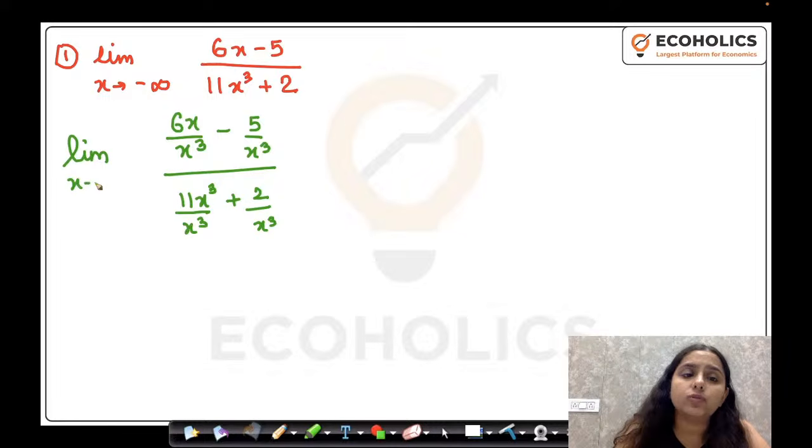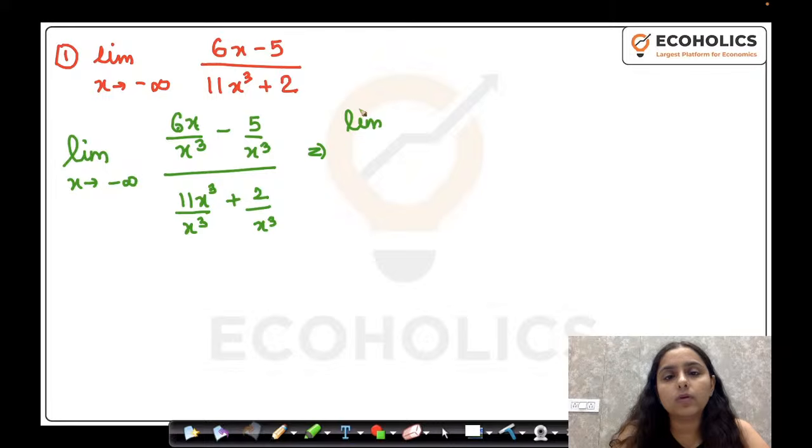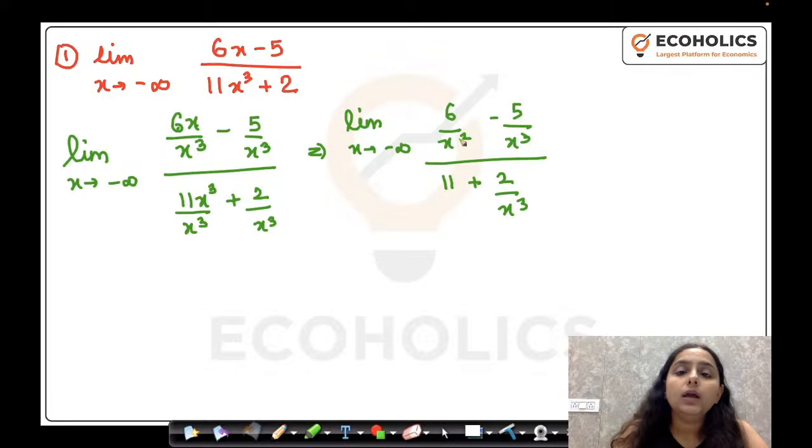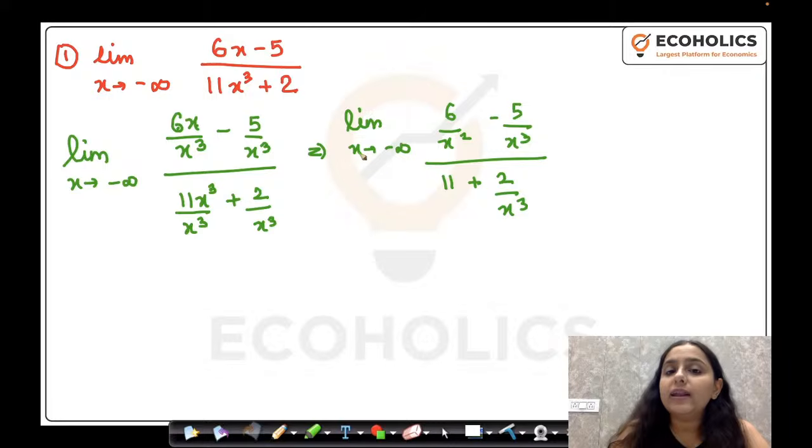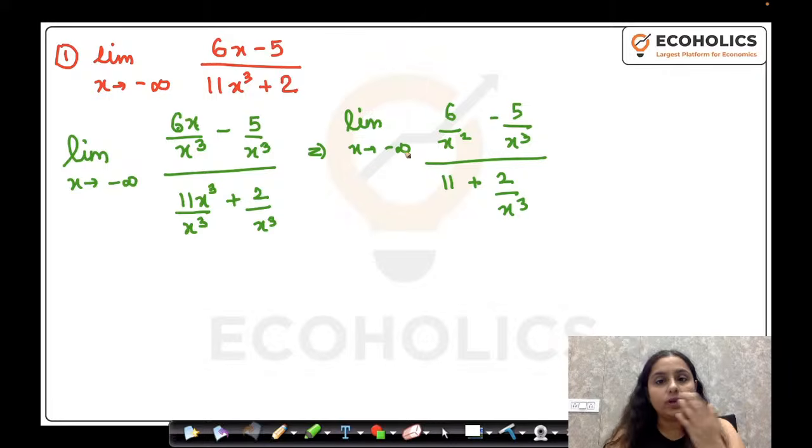Limit x approaches minus infinity. Now tell me one thing. Even if I divide 6x by x cube, x square will be left in denominator. Okay, let me solve this here for you. This will be 6 upon x square minus 5 upon x cube, upon 11 plus 2 upon x cube. Now tell me one thing. No matter whether you have x, x square or any other power of x, when x is approaching negative infinity, 6 upon an infinity will also be 0, isn't it?